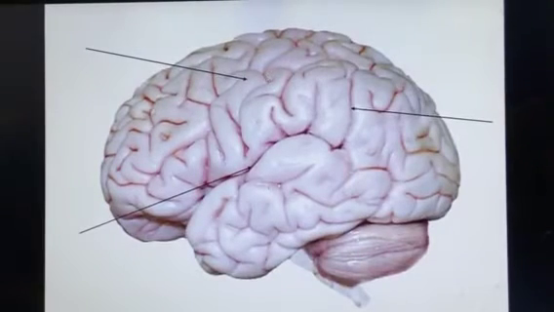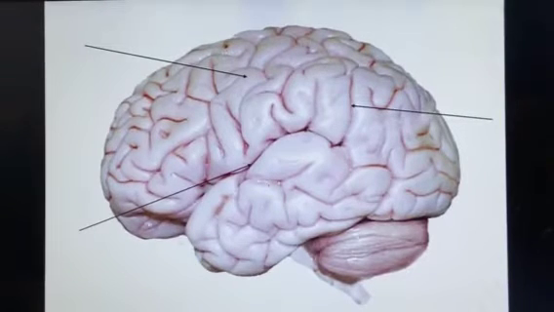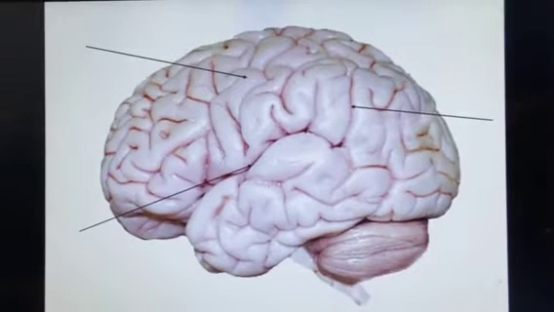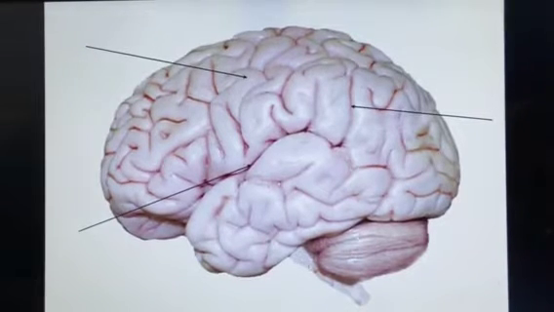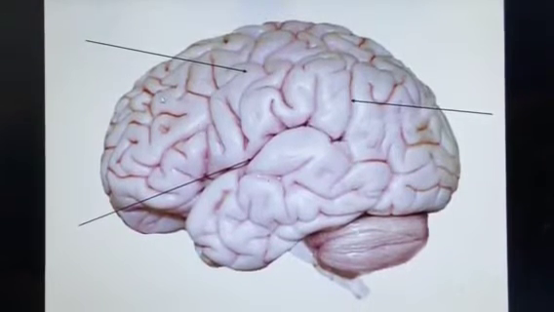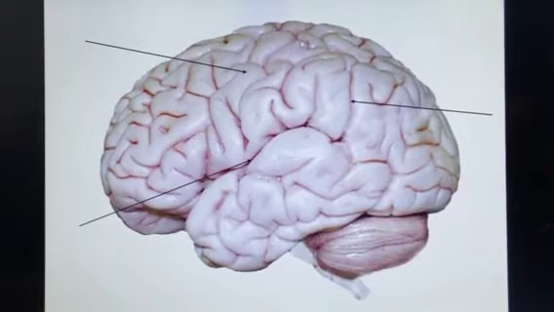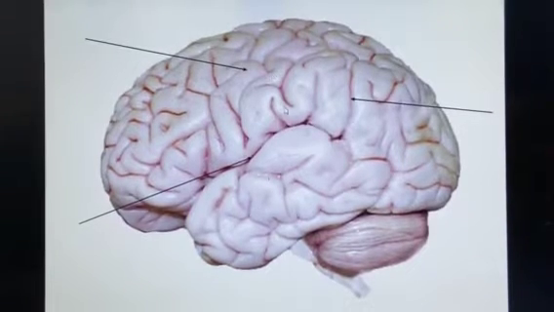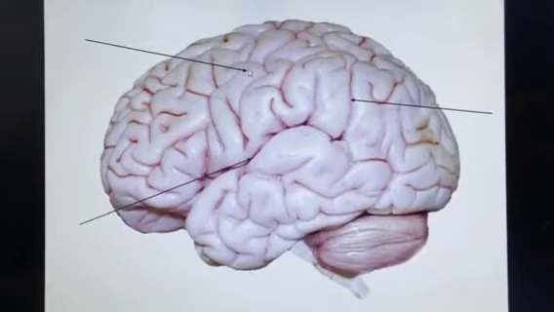This is the outer surface of the brain. Simply, we can say this is the cerebrum, this is the cerebellum, and this is the brainstem. If you look at the surface of the brain, it is not smooth, it is irregular. Why? Because there are many folds in it. The elevation of this fold, we call it gyrus, but the depression here, we call it sulcus.